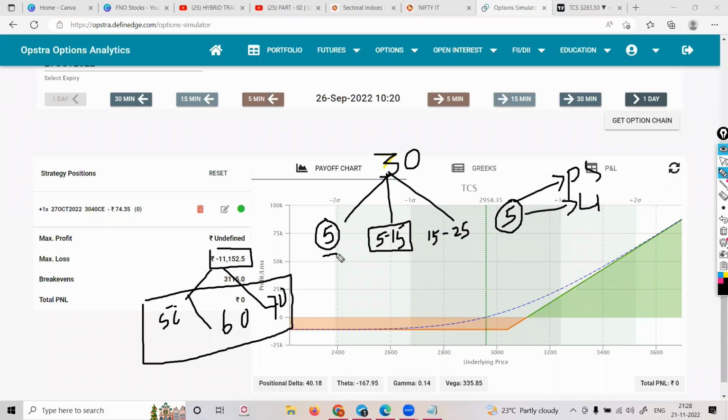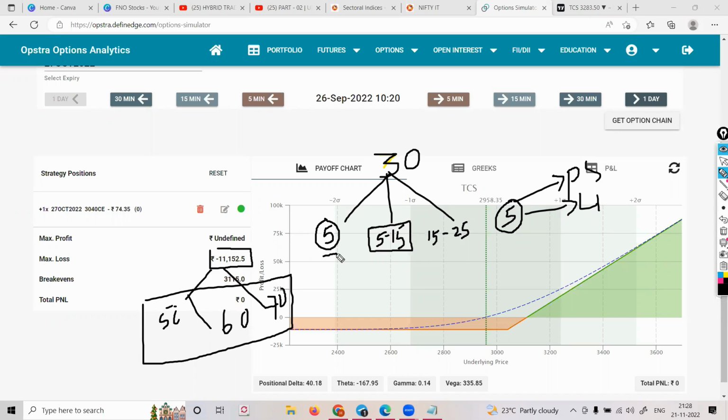Even if TCS makes a 10% lower circuit because of some bad news, in the next 29 days TCS can also make a 10% up move. Either it will come to break even, or else it can make a 15% move also. It all depends on your emotion and everything. I'll tell you what if TCS keeps going down also. I'll tell you what exactly you have to do.